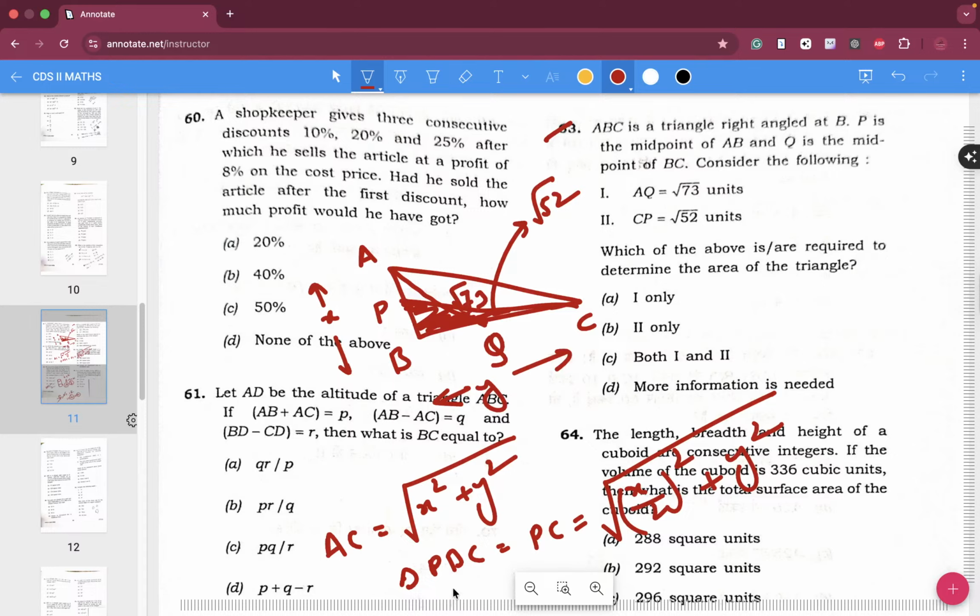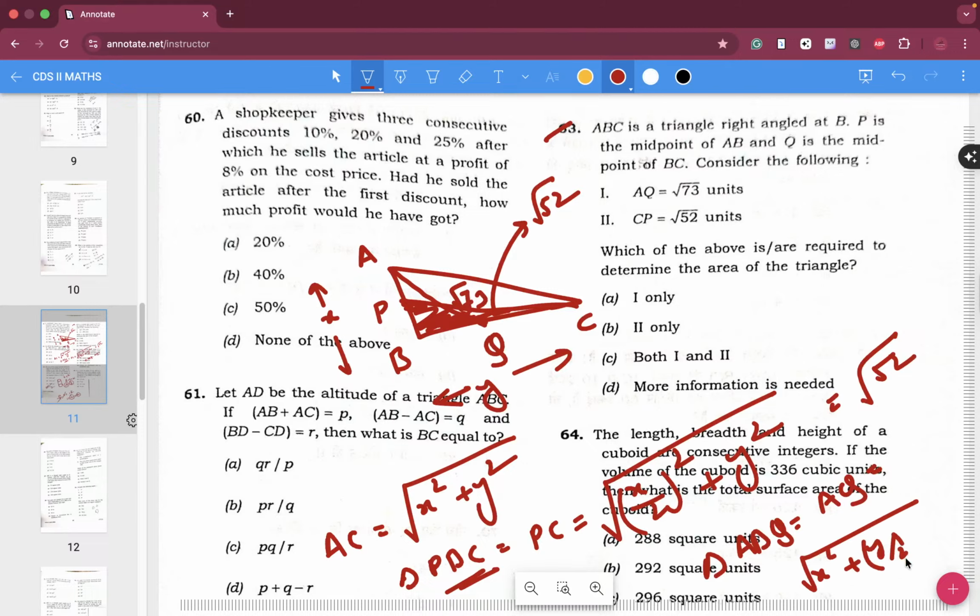This is in your triangle PBC, right? And if we look at the triangle ABQ, then AQ is equal to root under x square plus (y by 2) whole square, and they have already given PC or CP is equal to root under 52, and AQ is root under 72.